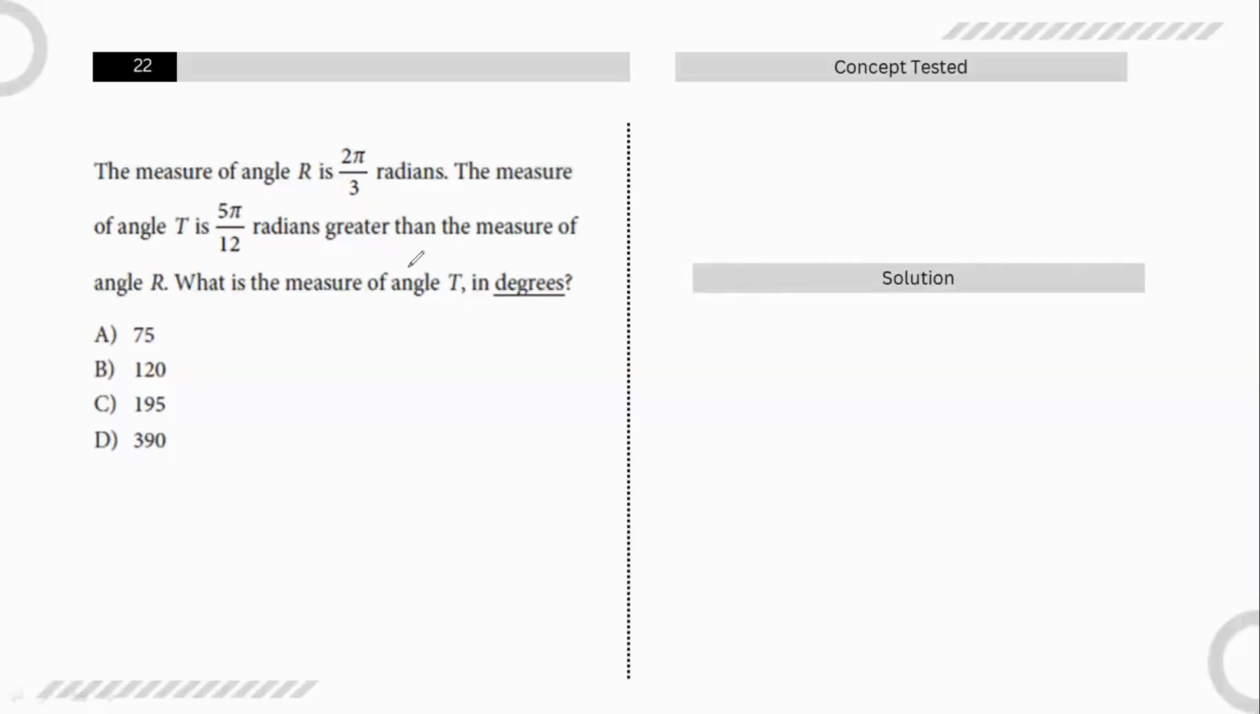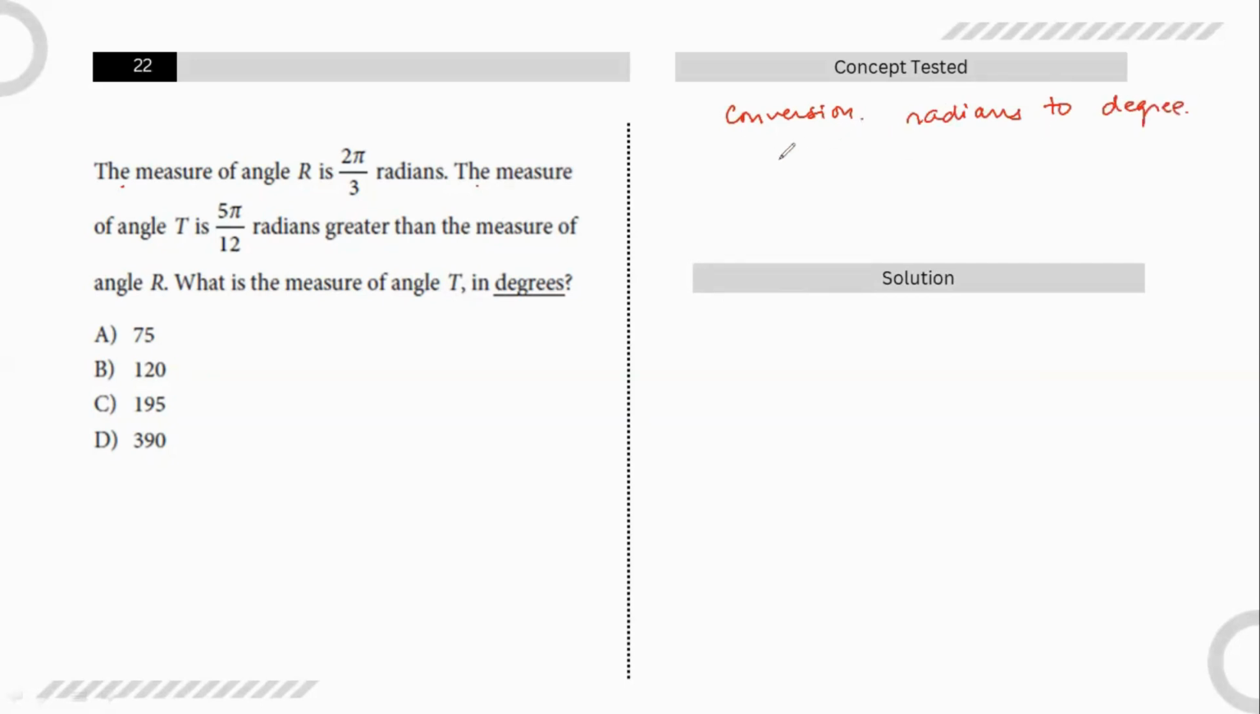Okay, now starting with the question, it says that the measure of angle R is 2 pi by 3 radians. The measure of angle T is 5 pi by 12 radians greater than the measure of angle R. What is the measure of angle T in degrees? So the concept tested here is conversion, right? It is the conversion of radians to degrees in a circle.